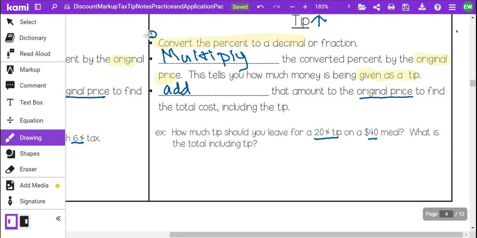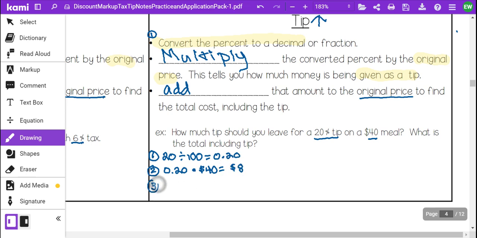First step, convert the percent to a decimal. So 20 divided by 100 is equal to 0.20. And we're multiplying that converted percent, which is 0.20, by the original price, which we have underlined as $40. Just $8. It's an $8 tip.